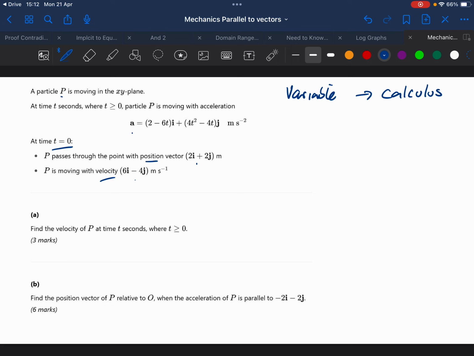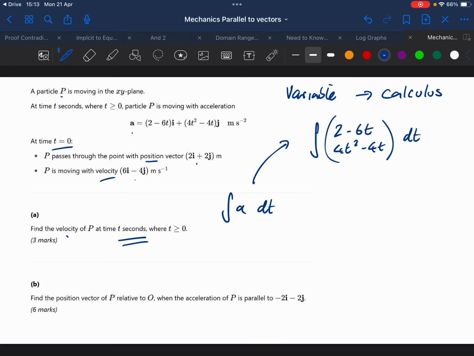So find the velocity at time t seconds. So it wants a general formula about its velocity. So how are we going to do that? We're going to integrate acceleration with respect to time. So let's do it up here. We're going to integrate 2 minus 6t and 4t squared minus 4t with respect to t, which is going to give me 2t minus 3t squared plus a c.